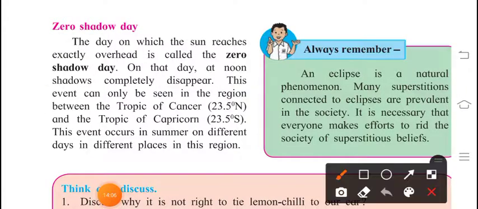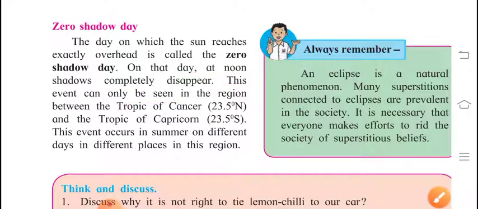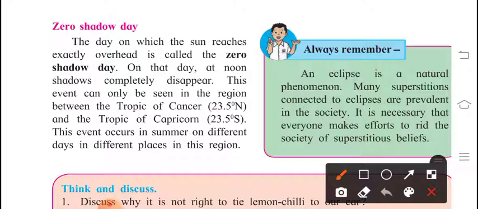Next topic is zero shadow day. The day on which the sun reaches exactly overhead is called zero shadow day. On that day, at noon, shadows completely disappear. This event can only be seen in the region between the Tropic of Cancer 23.5 degrees north and the Tropic of Capricorn 23.5 degrees south. This event occurs in summer on different days in different places in this region.